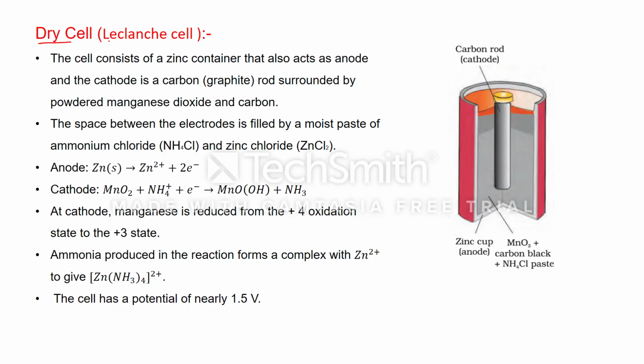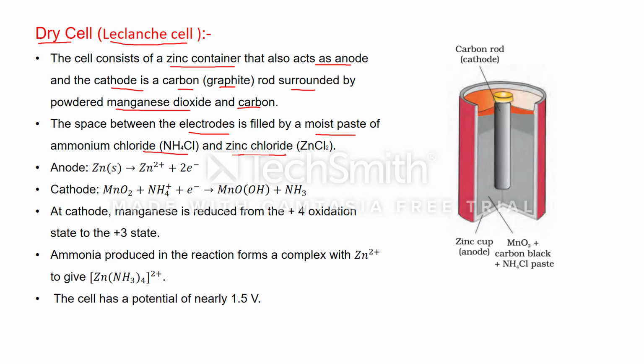First one is the dry cell. This is also known as the Leclanche cell. The cell consists of a zinc container and that acts as the anode. And the cathode is carbon, that is a graphite rod, surrounded by powdered manganese dioxide and carbon. And the space between the electrodes is filled by a moist paste of ammonium chloride and zinc chloride.